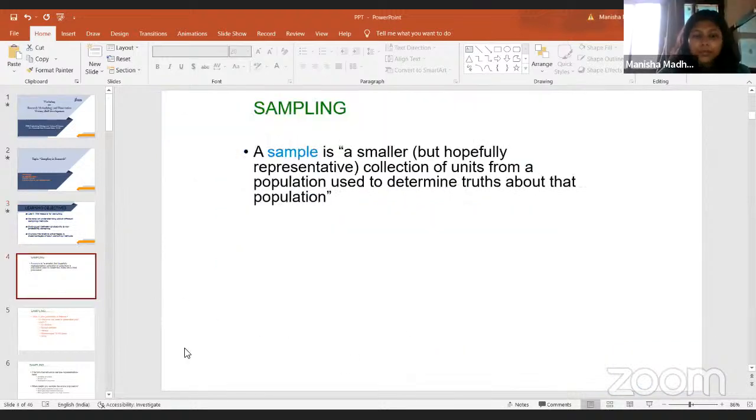So I was talking about the definition and the concept of sample. A sample is a smaller collection of units from a population used to determine truths about that population. Population refers to all those people who possess the characteristics which the researcher wants to study with regard to the context of a particular research problem. The selected part of the same population is known as the sample. Thus, it is a portion of the people drawn from the population.